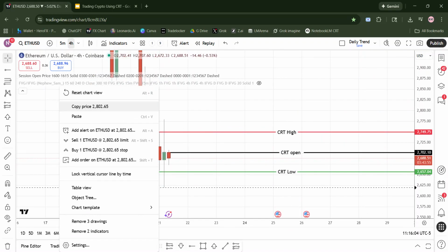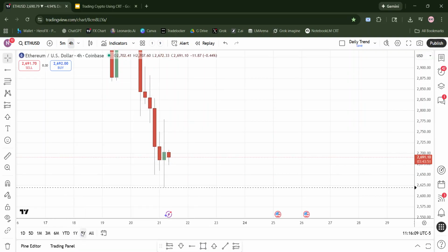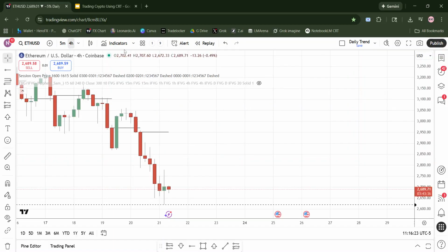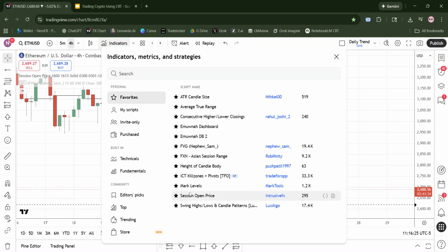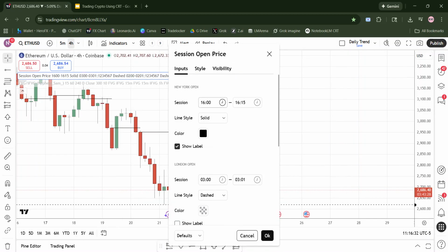So here we go. I'm going to take off everything. Okay, so how I set this up was this. The indicator that I used to show the opening price, you don't have to have it. But if you just want to start trading at 11, you can. But for the sake of back testing, I used the indicator called Session Open Price by Intrusive FX, and I put it on 1600. Now that's 4 p.m. Eastern Standard Time.